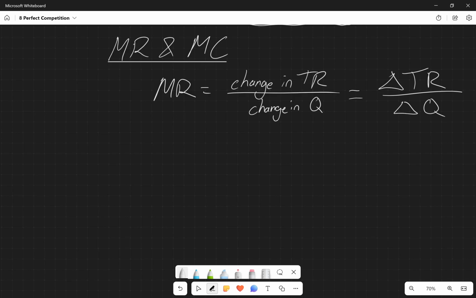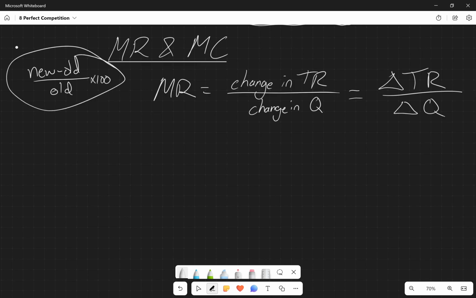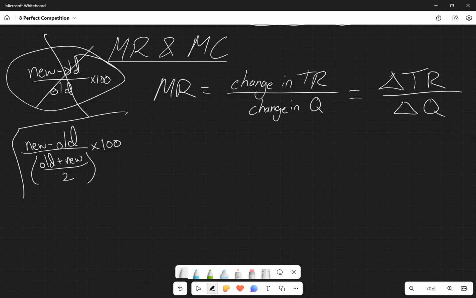And then as we did before, we're not going to use the new minus old over old times 100, right? This is what we used before. We're not using that. We're using the midpoint formula for all of these changes. So in order to do a change, we do new minus old over the midpoint, old plus new, divided by 2 times 100. This is the one we're going to be using to do all of the changes.